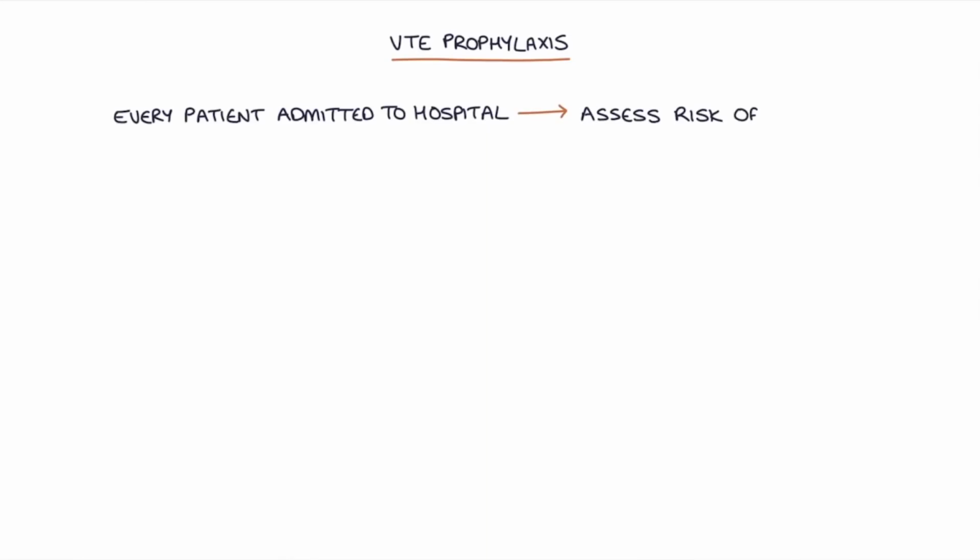Next, let's talk about venous thromboembolism prophylaxis, or VTE prophylaxis. Every patient admitted to hospital should be assessed for their risk of venous thromboembolism. If they're at an increased risk of VTE, they should receive prophylaxis unless it's contraindicated.